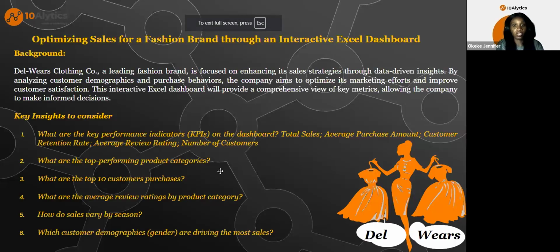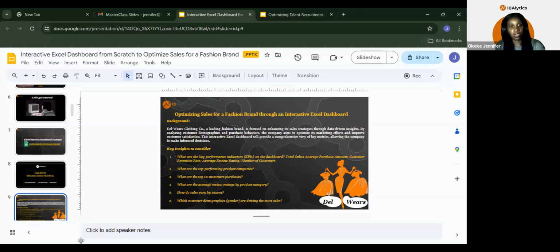All right, so the first question says, what are the key performance indicators on the dashboard? All right, so we want to build the KPIs that surround this particular dashboard we're about to build. So we'll be looking at total sales, average purchase amount, customer retention rates, average review rating, number of customers. All right, so let's start with the first one, which is total sales. So let's go to that place.